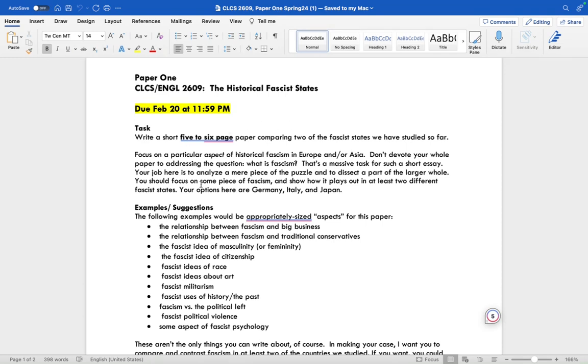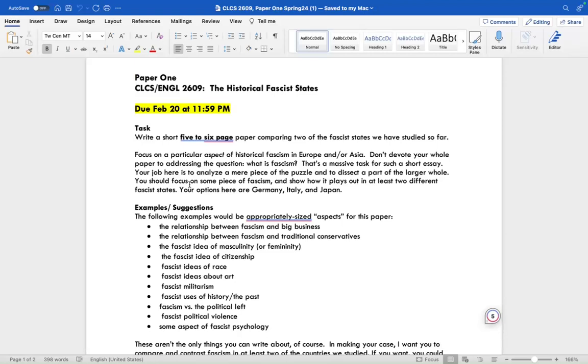Okay, as we've talked about before, your task is going to be to compare two historical fascist states. So they can be Italy and Germany, it can be Italy and Japan, it can be Germany and Japan, whatever. I don't want you to spend a whole lot of time discussing the question, what is fascism? However, in an introductory paragraph, it's probably useful to stake out some kind of loose definition that you're going to be working with. From there, I don't want you to compare everything about the two countries or the two fascist states. I want you to just pick maybe one or two related elements that you can compare.